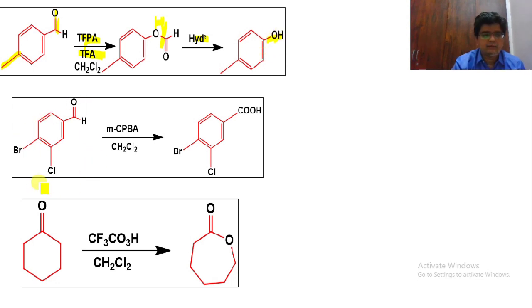Suppose we are having this type of compound, let's say Br over here, Cl over here, and here we are having a CHO group.